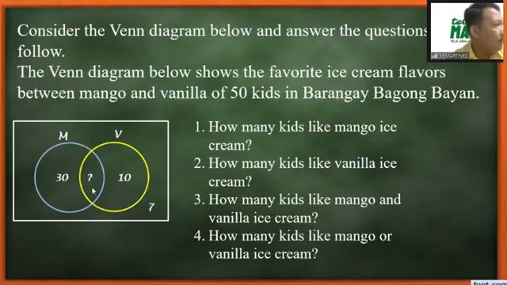Okay, so for question number 1, mango ice cream, the answer is 33. Okay, very good. How many kids like vanilla ice cream? For vanilla ice cream, we have 13. Okay, 13. And then how many kids like mango and vanilla ice cream? Mango and vanilla ice cream. Okay, 43. Very good. So how many kids like mango or vanilla ice cream?